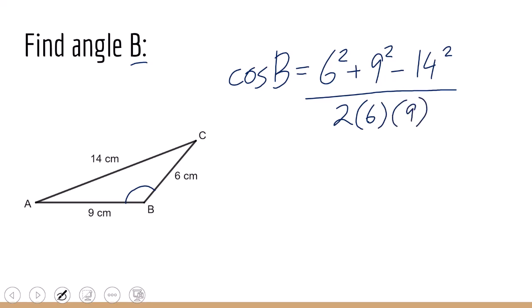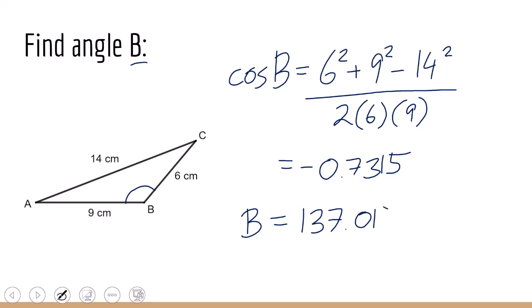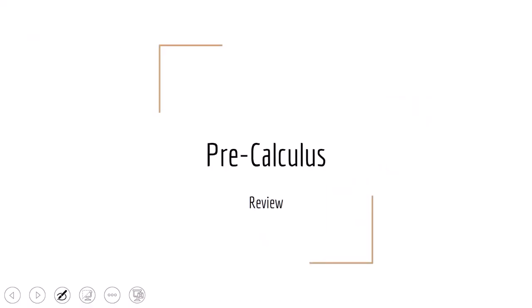Okay. And once I do that, I get the number minus 0.7315. And so from there, I just plug it into my calculator, and I get that B is equal to 137.01 degrees. Okay. And so that is that solved. And so those are review solutions for our pre-calculus.